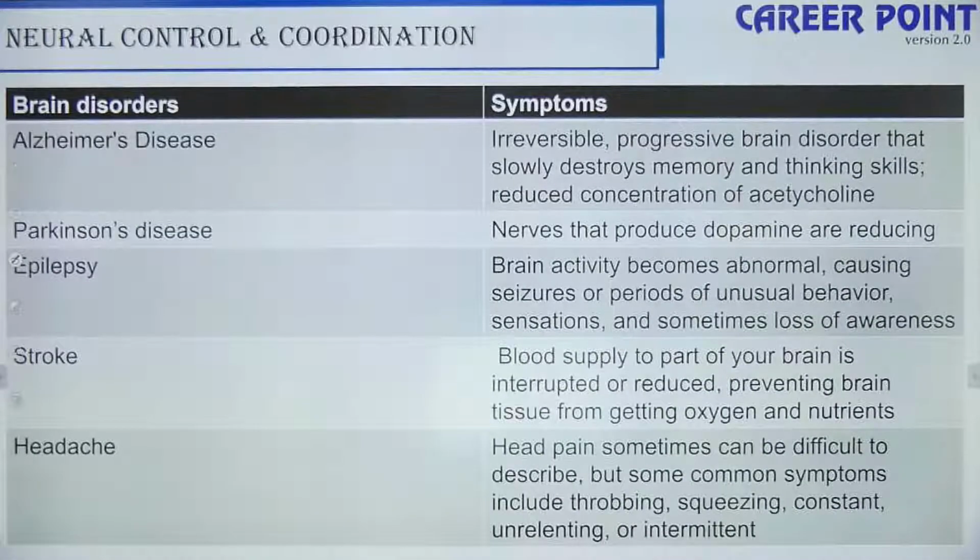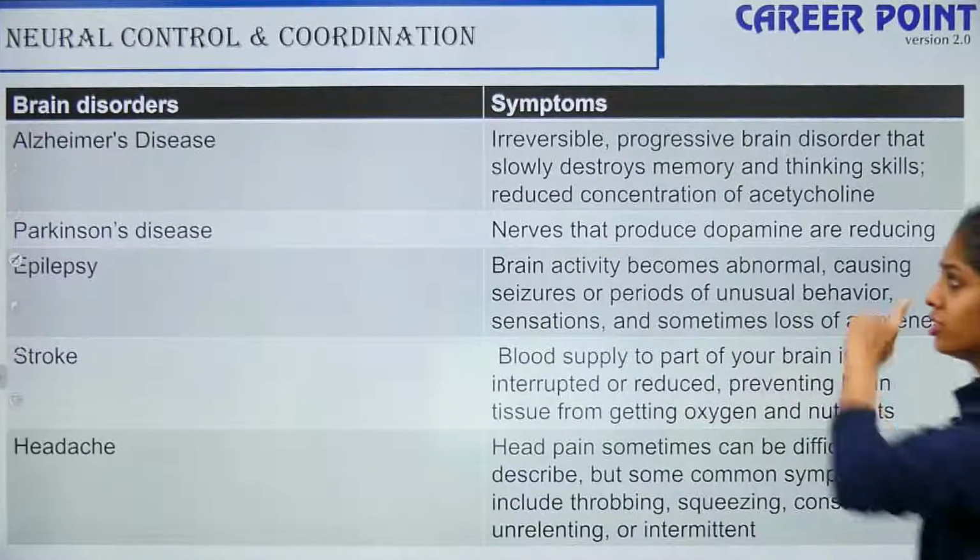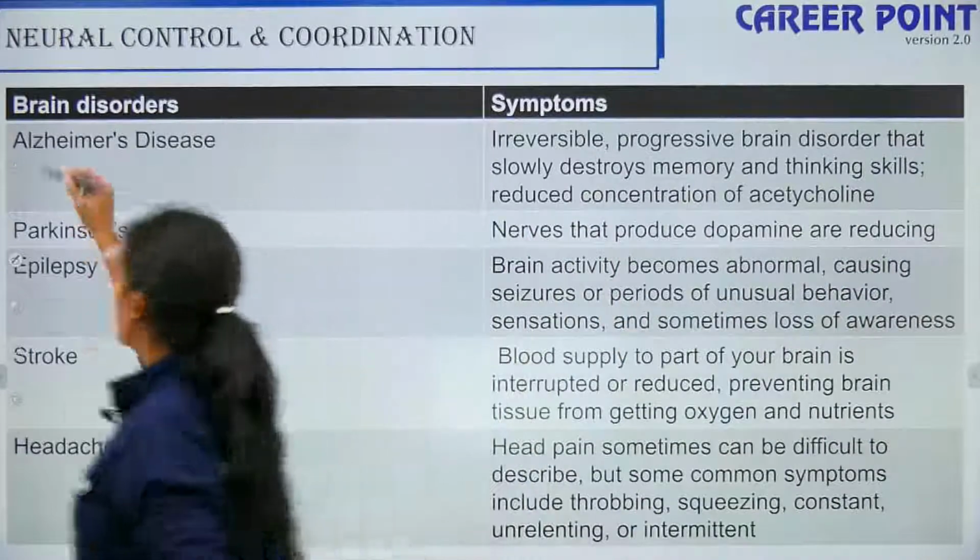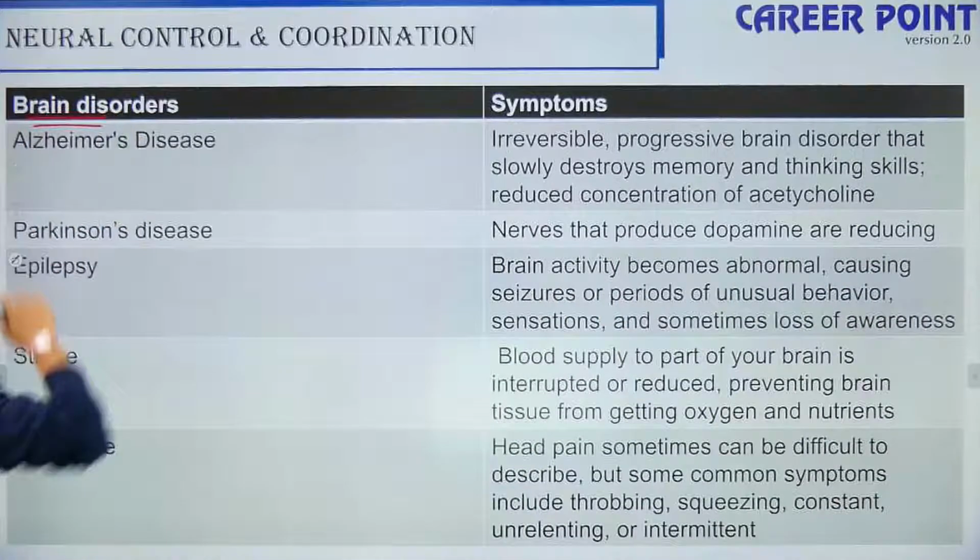Now talking about neural control and coordination, that is brain disorders. We wouldn't have discussed this in the lecture. These are some of the common terms from your previous year's question paper that I picked out. The first one is Alzheimer's.